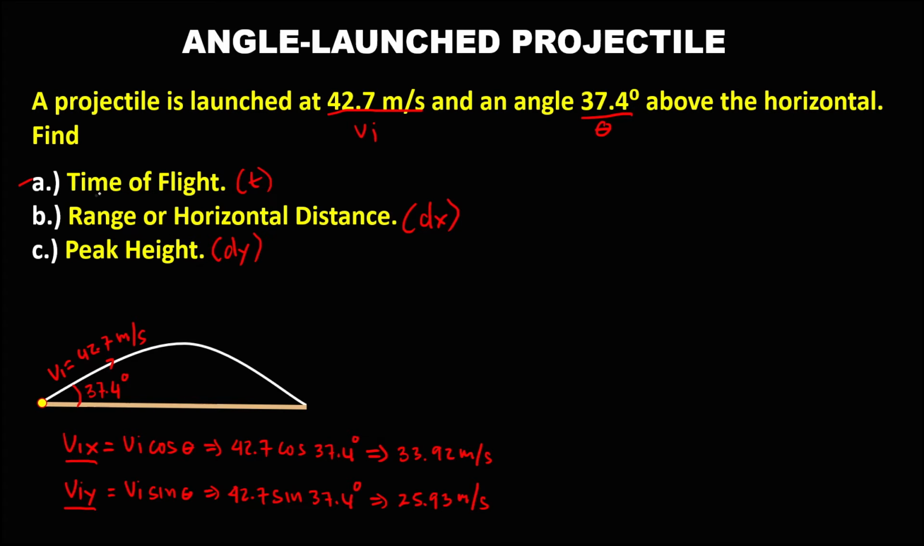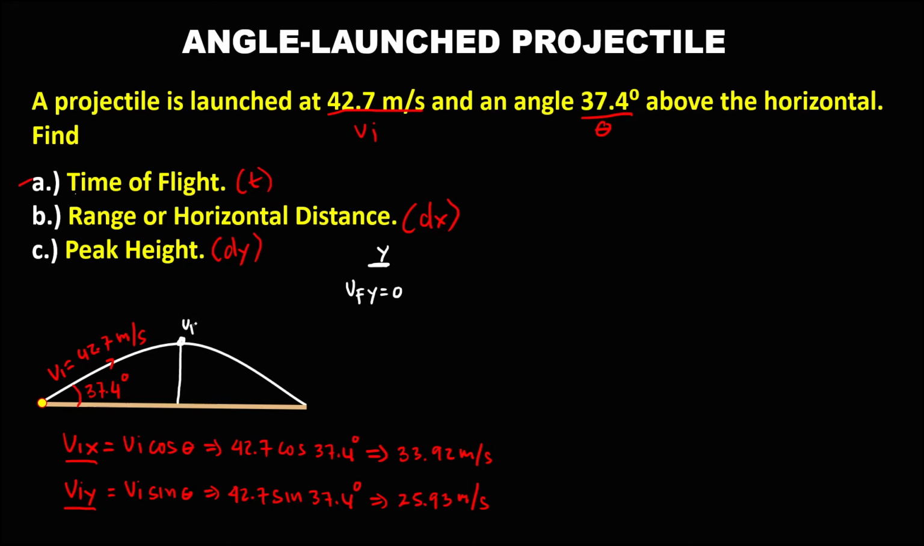Then before solving for the time of flight, we need to list first all the givens. So for y, these are the givens. So we have the final velocity for y equals 0 from the peak height.